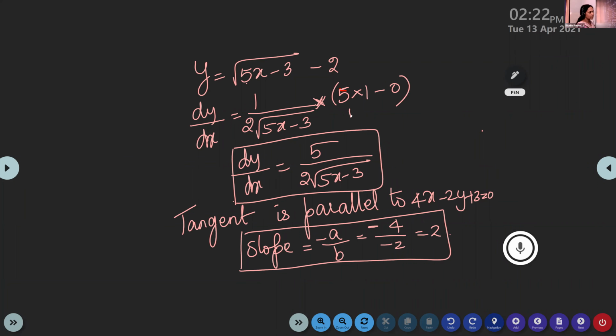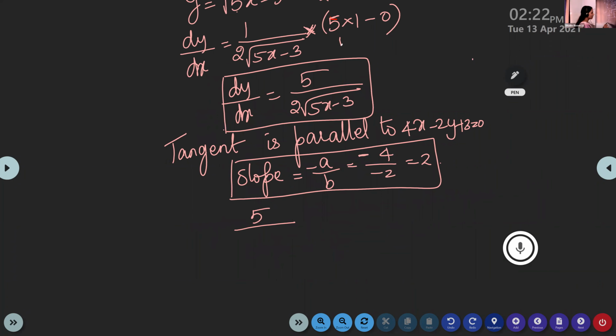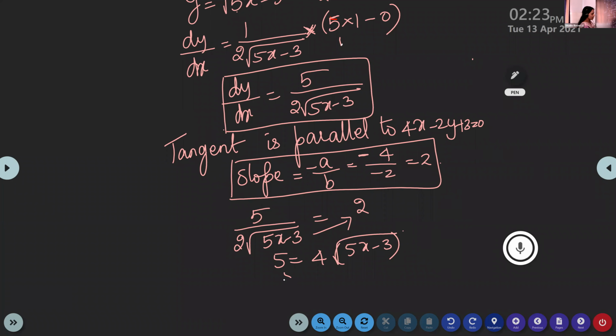Now these two lines are parallel. If two lines are parallel, the slopes will be equal. So 5 by 2 into root of 5x minus 3 is equal to 2. So you cross multiply this. So 5 is equal to 4 into root of 5x minus 3. So 5 by 4 is equal to root of 5x minus 3.